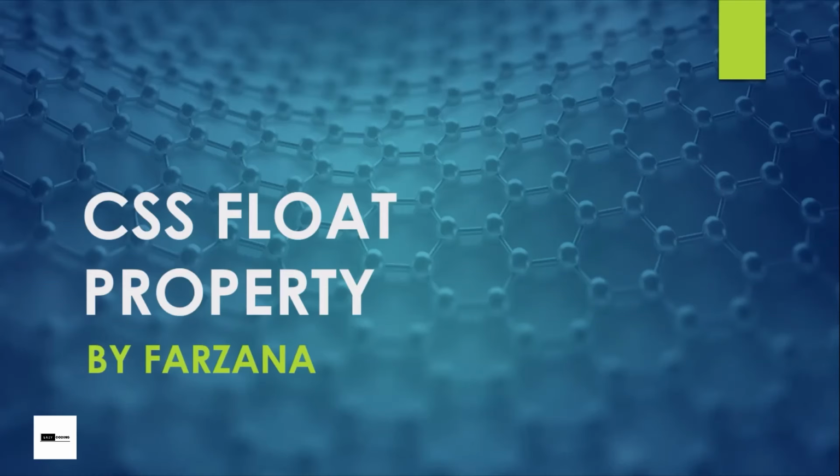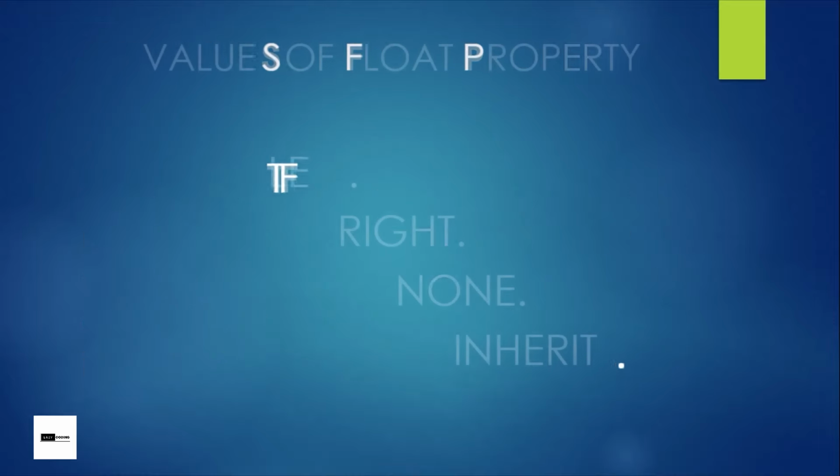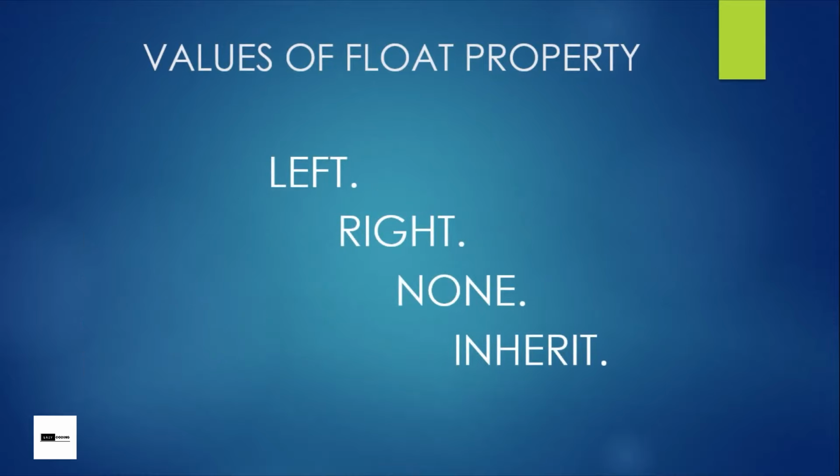Okay, let's first understand what a float property is. The float property in CSS is used to position an element to the left or right of its container, allowing text and inline elements to wrap around it. The values we can add to the float property are left, right, none, and inherit.